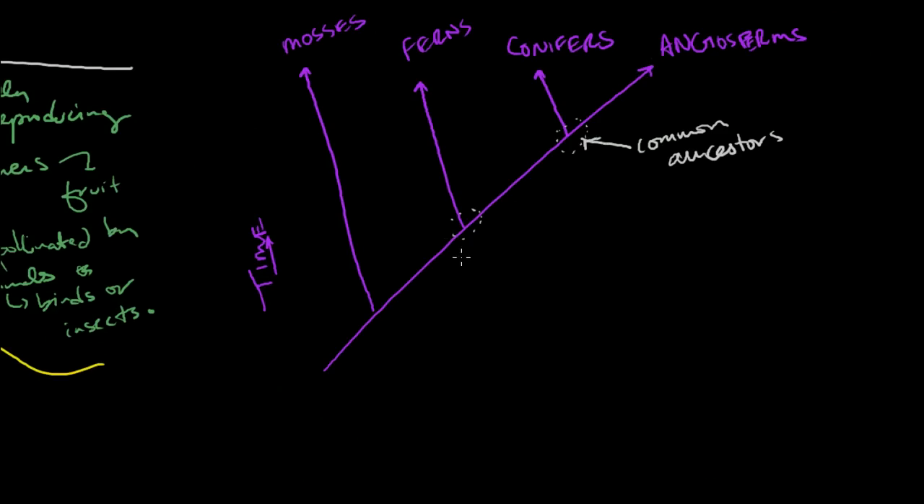and species. This is a common ancestor for ferns, and then this group of sexually reproducing plants that make pollen, and then this is a common ancestor to all vascular plants. Excuse me, this is a common ancestor to all of these plant phyla. I hope that makes sense.